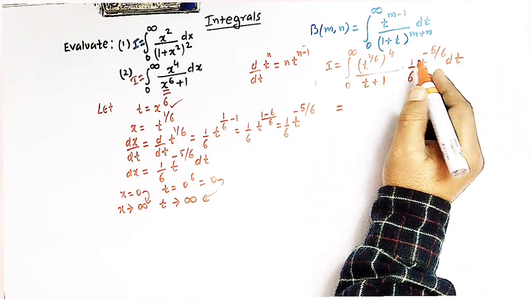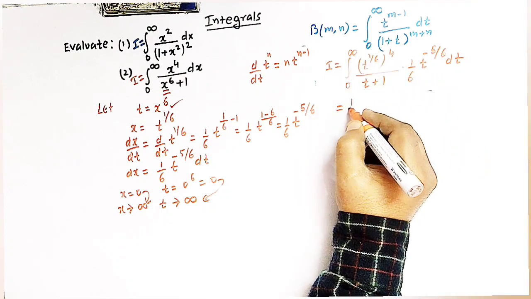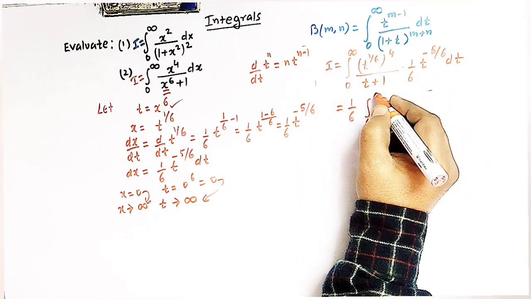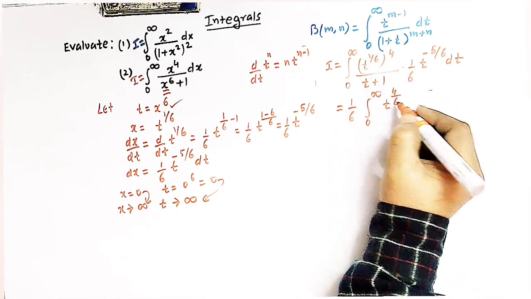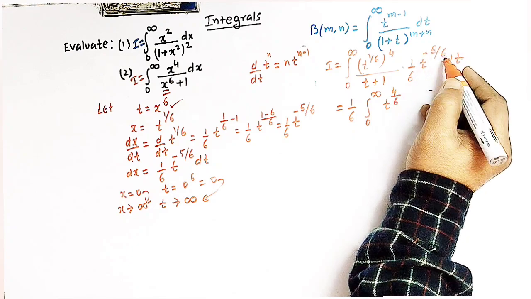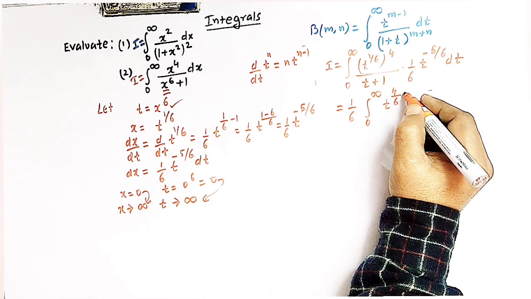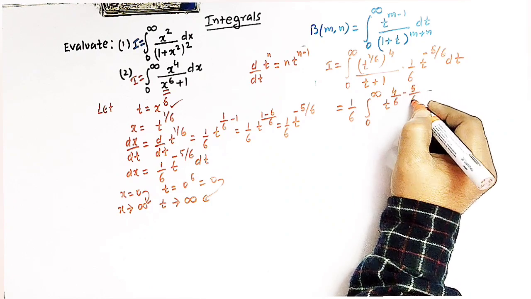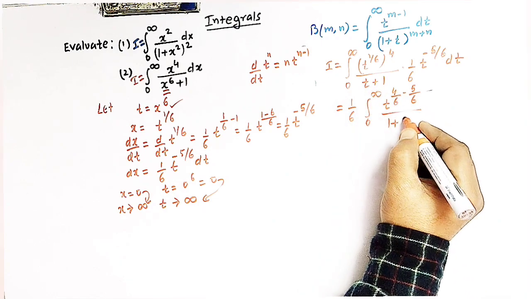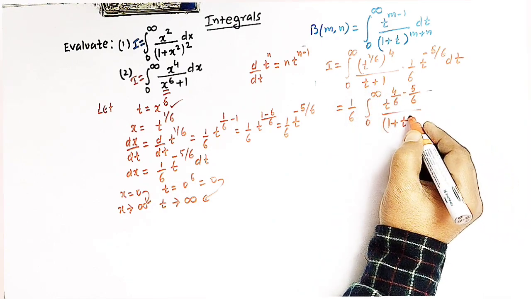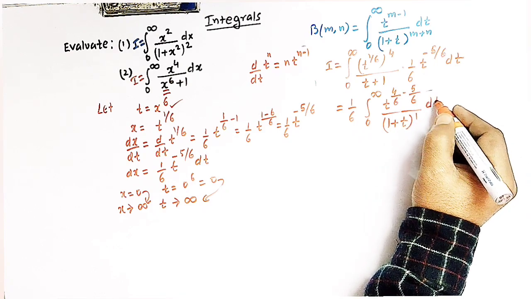So now let us rearrange the terms, and taking 1 over 6 outside the integral, so we have 1 over 6, 0 to infinity, and here we have 4 over 6, right? And here we have t raised to minus 5 over 6. So applying the laws of exponents, we have t raised to 4 over 6 minus 5 over 6, and in the denominator we have simply 1 plus t, and 1 plus t can be written as 1 plus t raised to 1, and here we have dt.